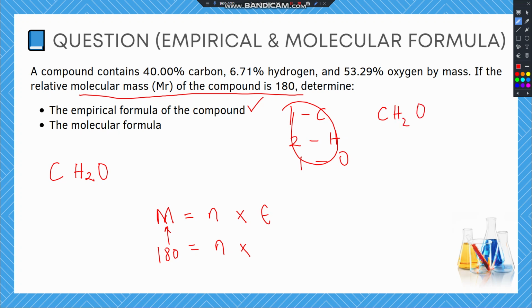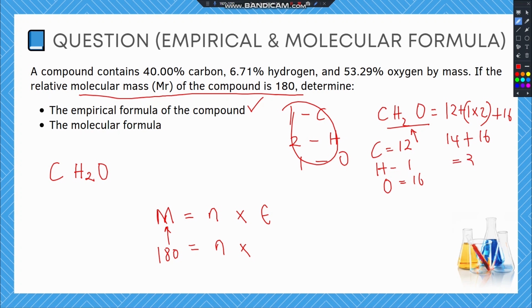So let's calculate the mass of this guy. We have C is equal to 12. That's the atomic mass of carbon. H is equal to 1 and O is equal to 16. So altogether we have 12 plus 1 times 2 because we have 2 atoms of hydrogen, plus 16. So we have 14 plus 16. 14 plus 16 will give us 30. So we have 180, which is the molecular mass, equal to N multiplied by 30.